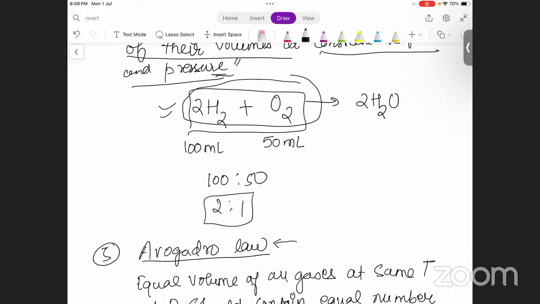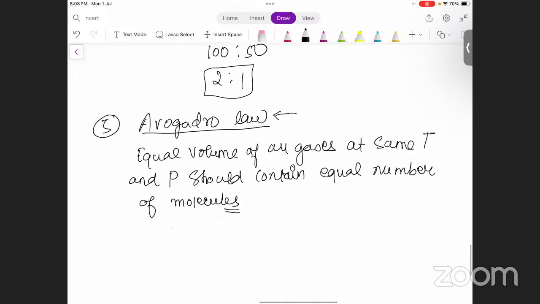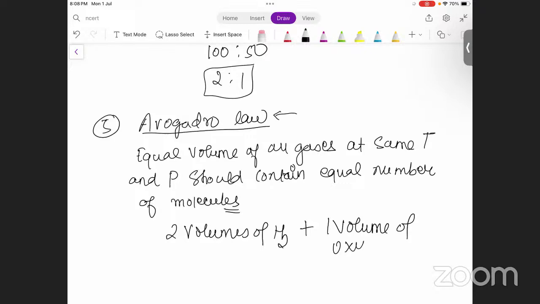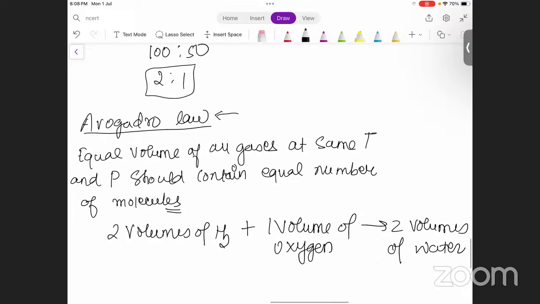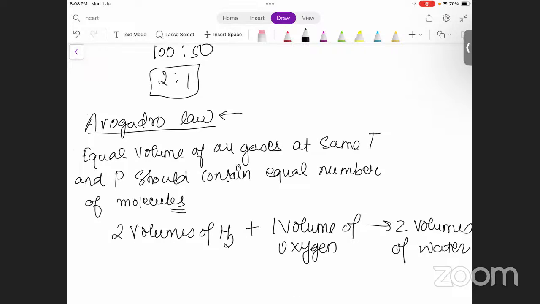Now, looking at this, what I can say is that 2 volumes of hydrogen is reacting with 1 volume of oxygen, and it is giving me 2 volumes of water. Right? That's how I can write this equation: I am taking 2 volumes of hydrogen and it is reacting with 1 volume of oxygen, because water has the formula H2O.